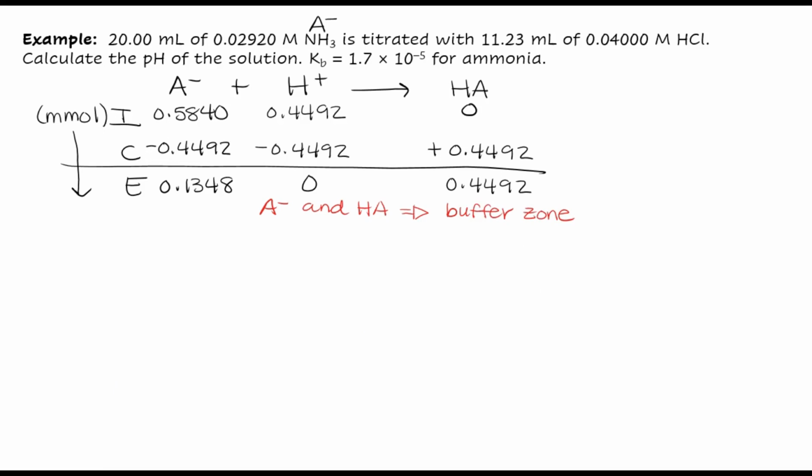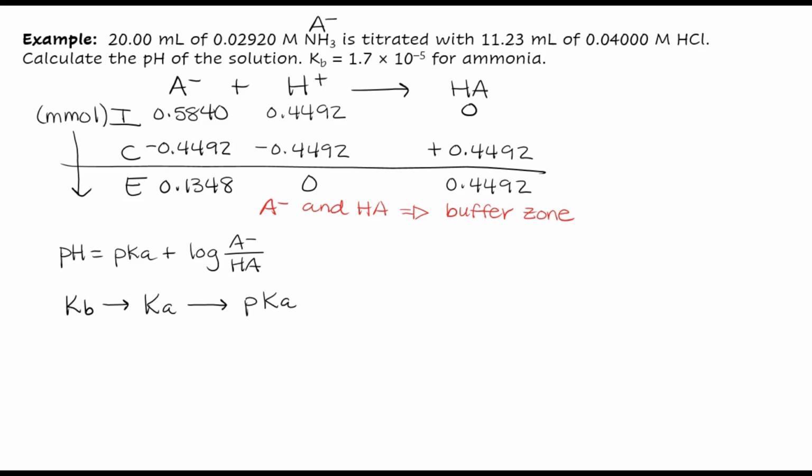Because we have a buffer, we can use the Henderson-Hasselbalch equation, which is pH equals pKa plus the log of the base term A minus over the acid term HA. Now we can plug the values from our E row directly into the log term. The information we're missing here is pKa. There are different paths we can take to get from Kb to pKa. I will go ahead and go from Kb to Ka and Ka to pKa.